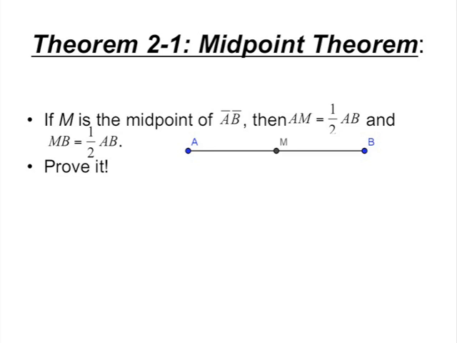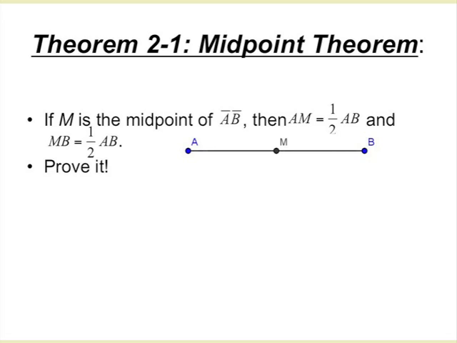Our first theorem is called the midpoint theorem. It says if M is the midpoint of segment AB, then AM is half of the full length AB, and MB is also half of the full length of AB. It's important here that we distinguish how this is different than our midpoint definition. We defined a midpoint back in chapter 1, and the definition of a midpoint is that it breaks a segment into two congruent pieces. So that would be saying that AM is exactly the same size as MB. This is taking it beyond that to say that each of those pieces is half of the full length.